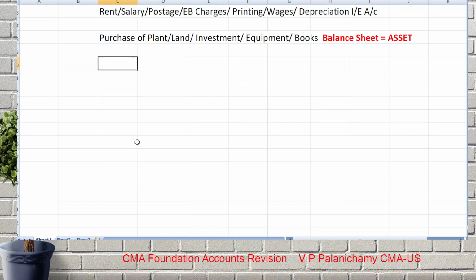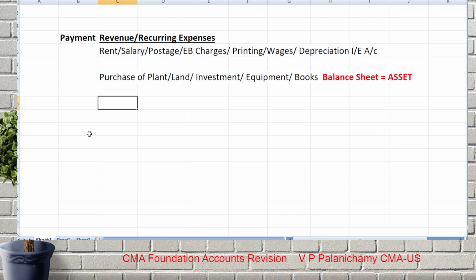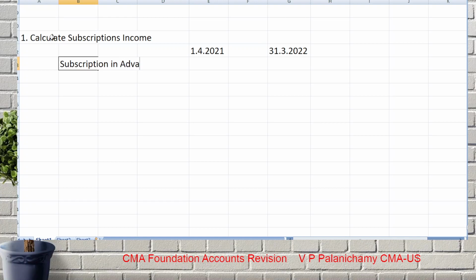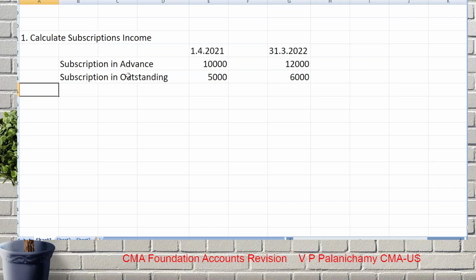How will these things be asked in exam questions? The first exam question can be based on numbers: calculate subscription income. They will give you opening and closing balances. Subscription in advance: opening balance 10,000, closing balance 12,000. Then subscription outstanding, which means receivable: opening balance 5,000, closing balance 6,000.